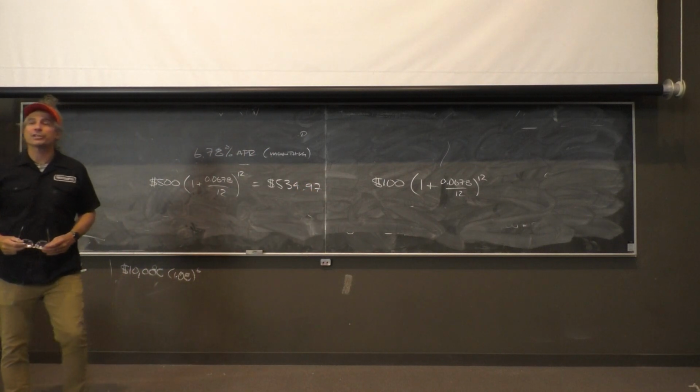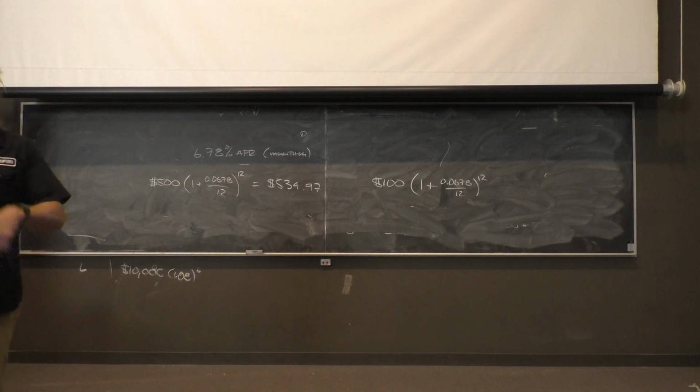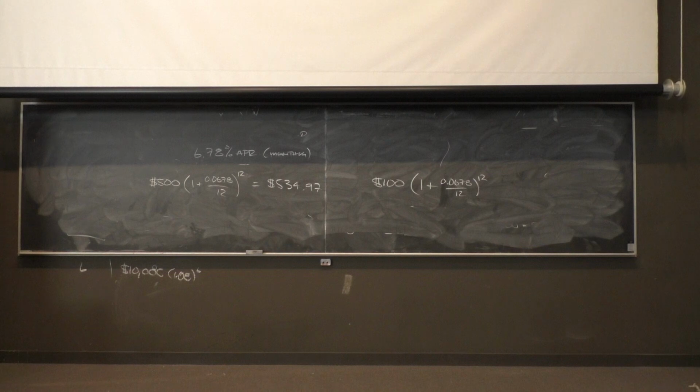Now, here's what I want you to do. That is clearly more than that, which means he earned interest. But what I want you to do is figure out how much money he earned over the $500. How much money? $34.97, right? How much interest is that divided by the 500? And that'll tell you the interest rate.